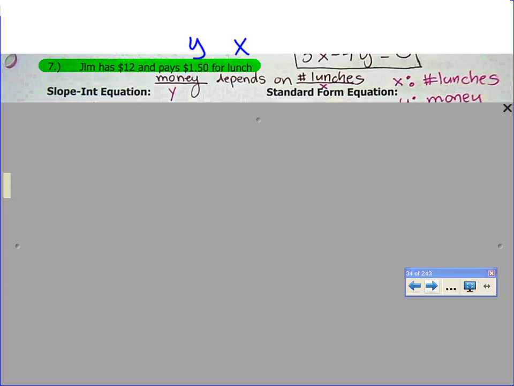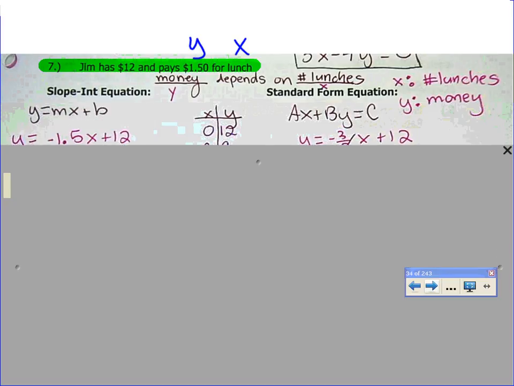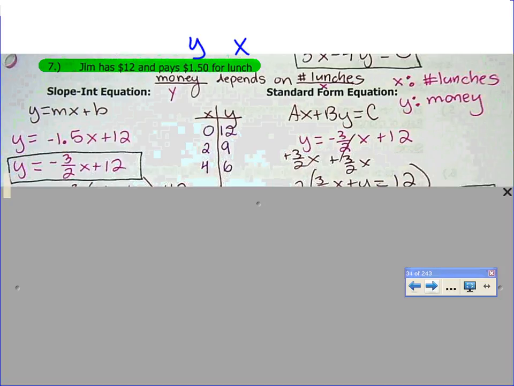Okay, slope-intercept form, Sage, what did you have for 7? Okay, but you're spending money. So should it be plus 1.5 or minus 1.5? Good. So minus 1.5. And then negative 1.5, Sam, is what fraction? Good. So this needs to change to y equals negative 3 over 2x plus 12.